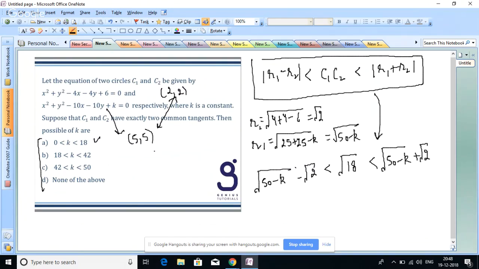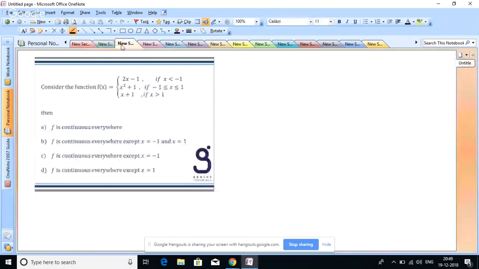Let us suppose value of k as 1. Now if I take k as 1, this will be root 49, that means 7. 7 minus root 2, it would be somewhere around 5 point something or 6. Okay, but that is not less than root 18, so this will not be our answer. So by checking these options, you can get B as your correct answer. Okay, let's move on to the next question.